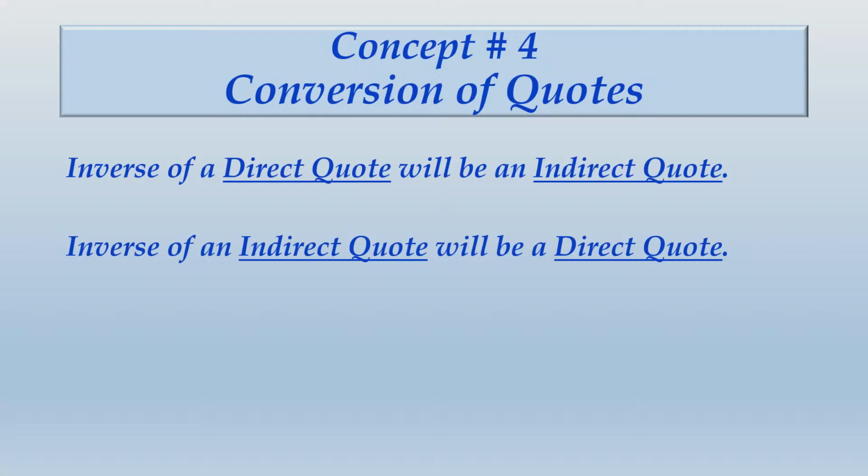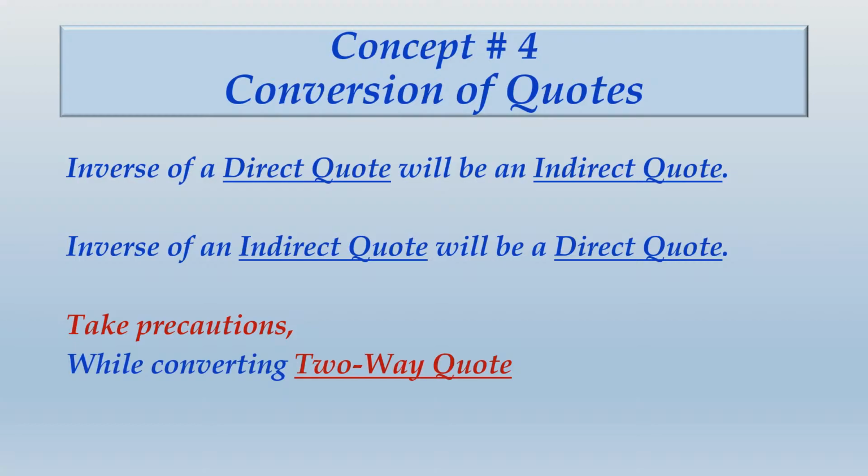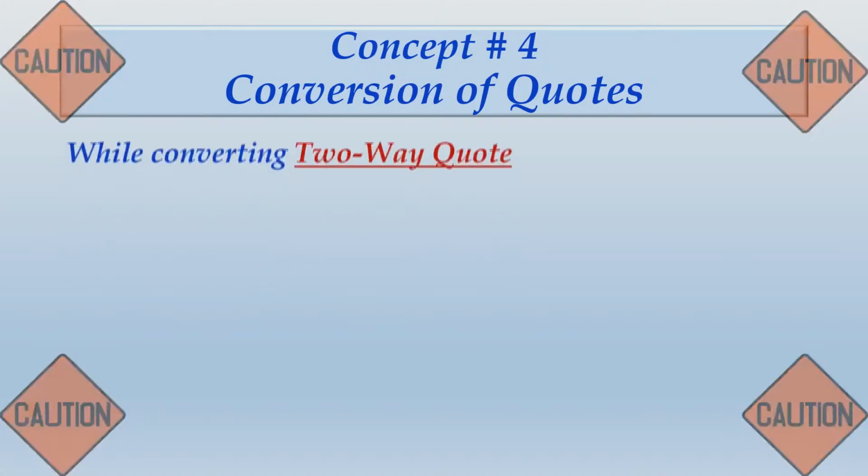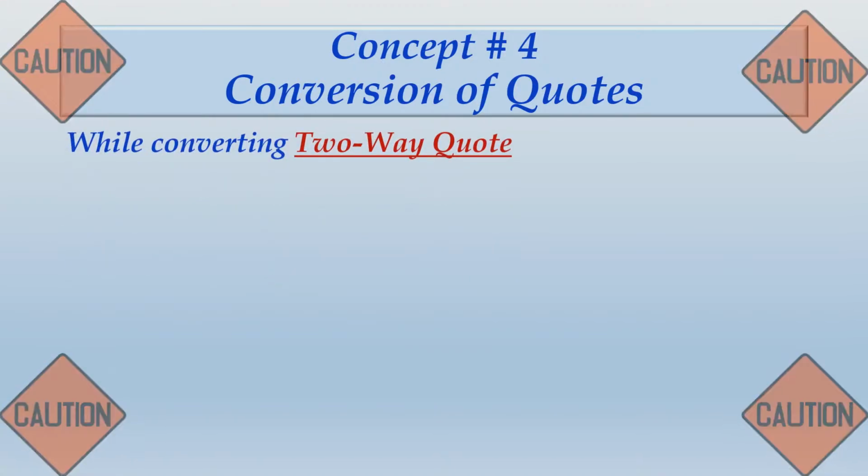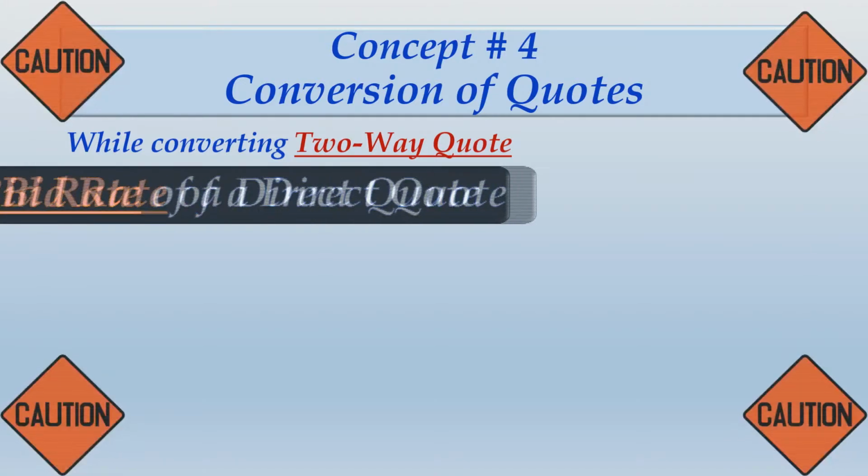Alright, you would have done the needful. Now here you have to take precautions while converting a two-way quote. What kind of caution you need to exercise? When you are converting a two-way quote, inverse of a direct quote will be an indirect quote and inverse of an indirect quote will be a direct quote. That is clear. But while converting a two-way quote, what precaution you have to take?